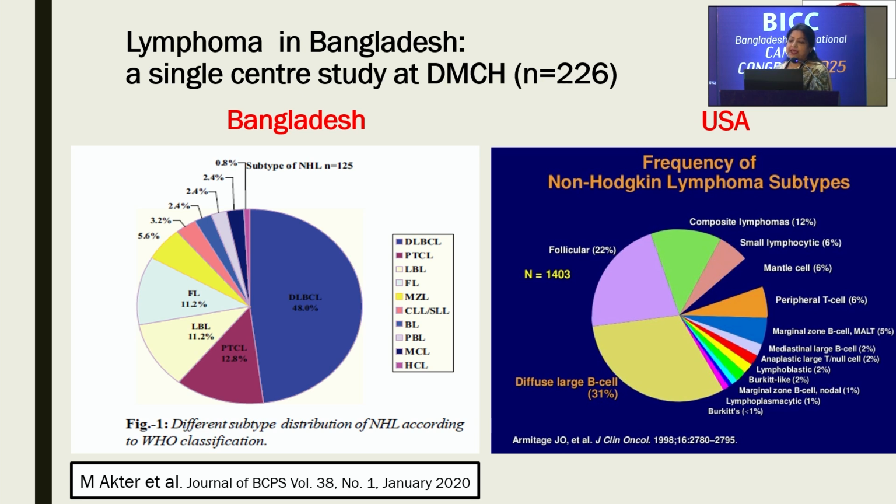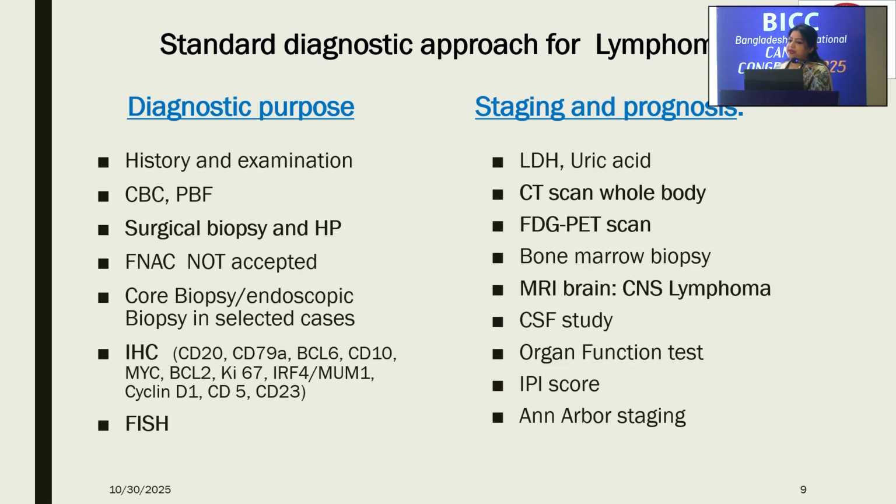For staging, we usually have to do a lot of investigations, but FDG PET scan, which is the standard of care for staging of lymphoma, is not readily available in every city of the country. Even in Dhaka city, due to scarcity of money and centers, the patient often cannot access these facilities. So these are the challenges, starting from the diagnosis. So I will start with the case.